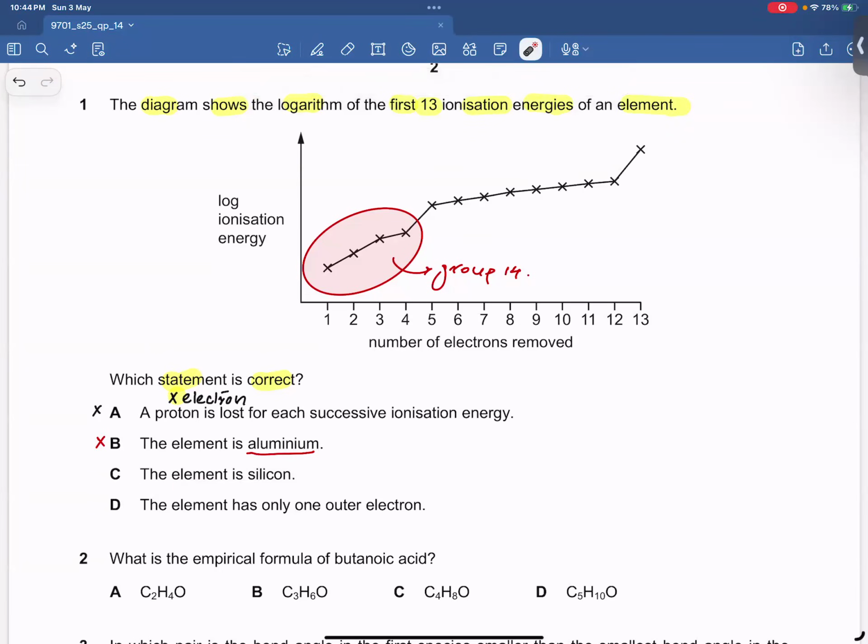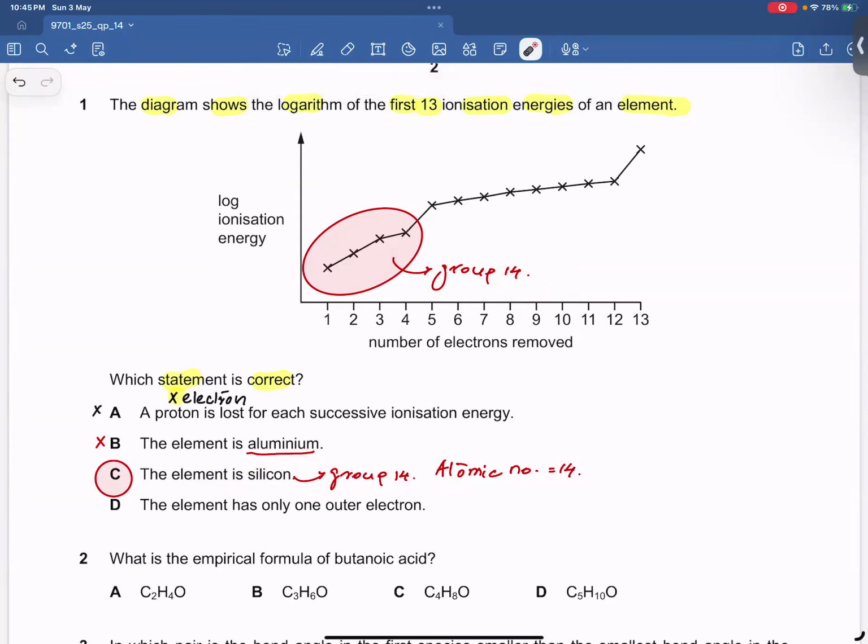Now the next is the element is silicon. Silicon, we know that it is found in group 14 of the periodic table. And also silicon has an atomic number of 14, which means it has a total of 14 electrons. Now look, 4 valence electrons are removed from the outermost shell, which means the element belongs to group 14, silicon belongs to group 14, and therefore C is going to be the right answer.